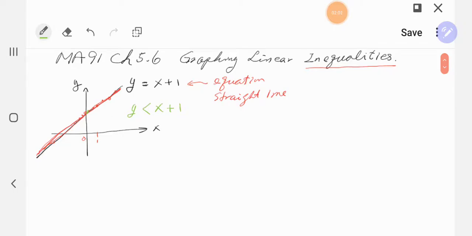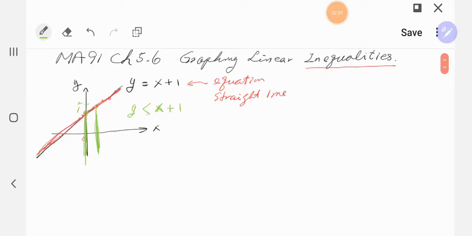Less than means less than this number. Let's say this is 1. So it will be all the numbers below this. If x equals 0, then y should be less than 1, isn't it? So here is 1, and less than 1 is all below this number. If x equals 1, then y is less than 2. This value is 2, but y is always below this number.